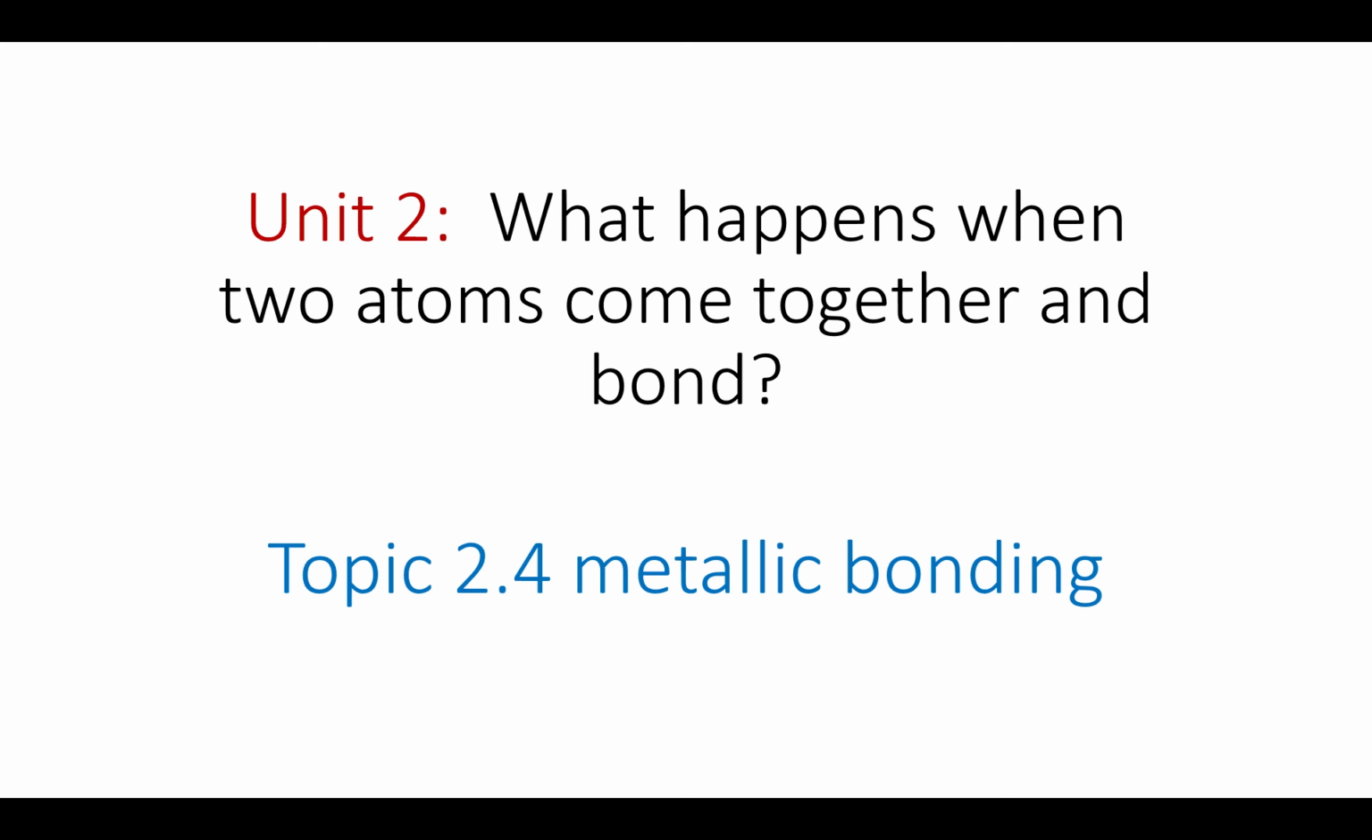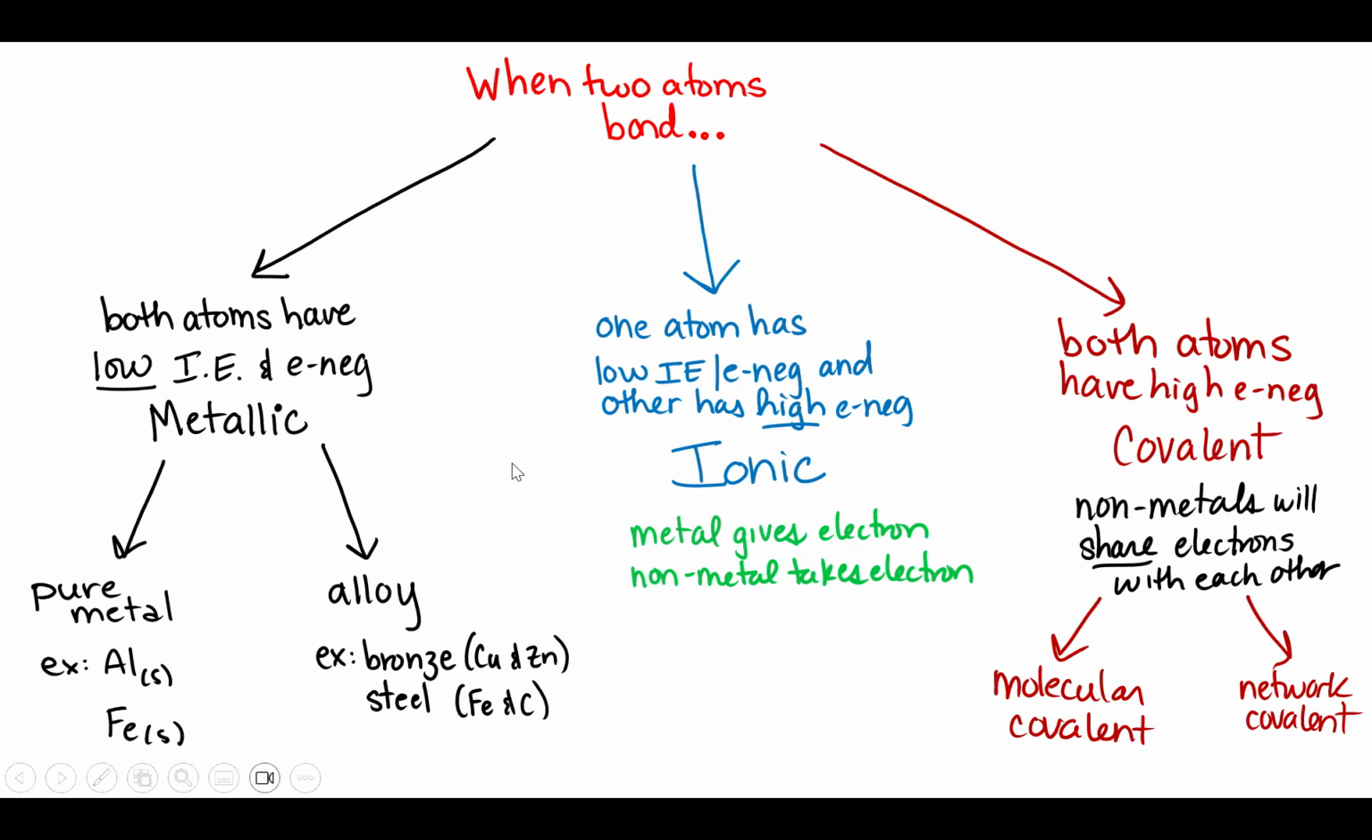This video is going to be about topic 2.4, which is metallic bonding. And then big picture, when we're looking at bond types, there's three main types of bonds. You can have covalent bonding, ionic bonding, or metallic bonding. Covalent bonding happens between nonmetals. Ionic bonding happens between a metal and a nonmetal. And then metallic bonding happens with metals.